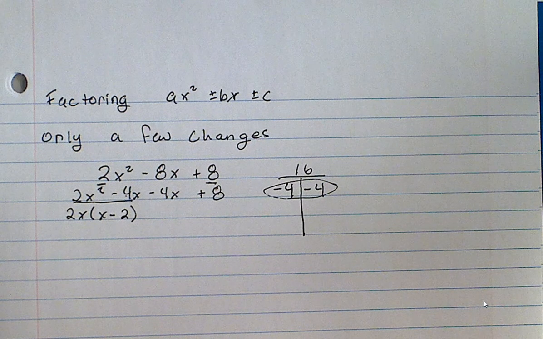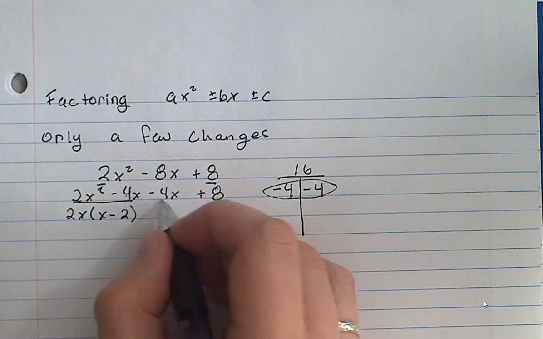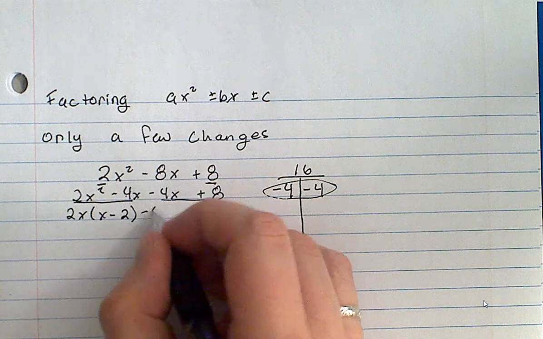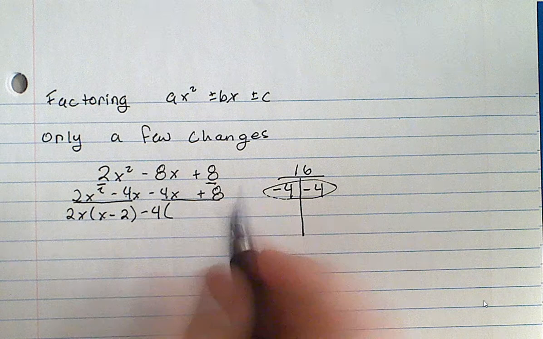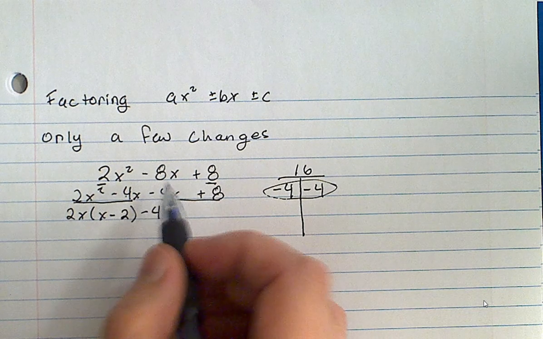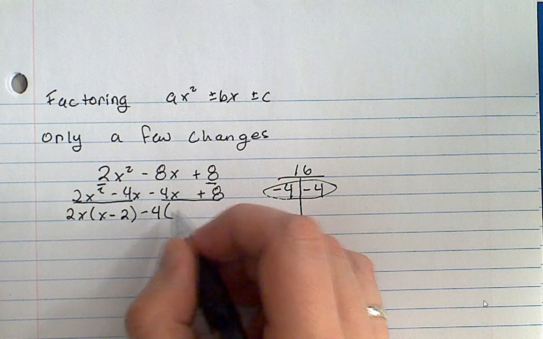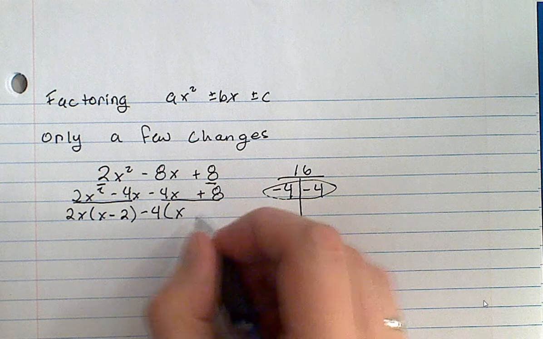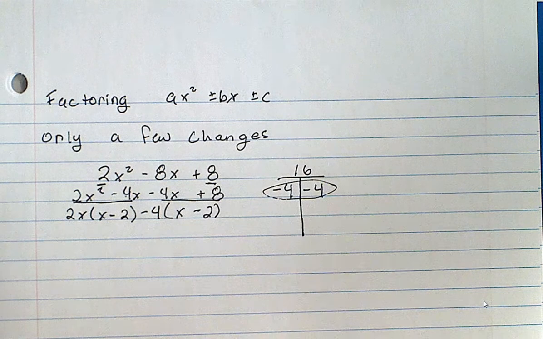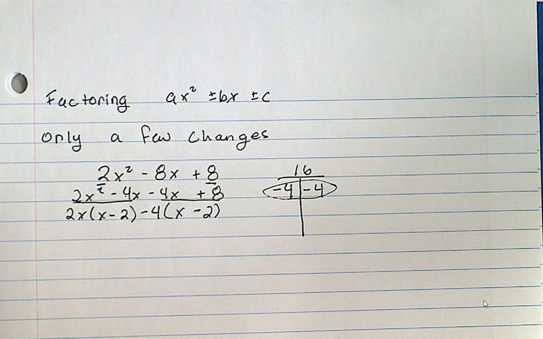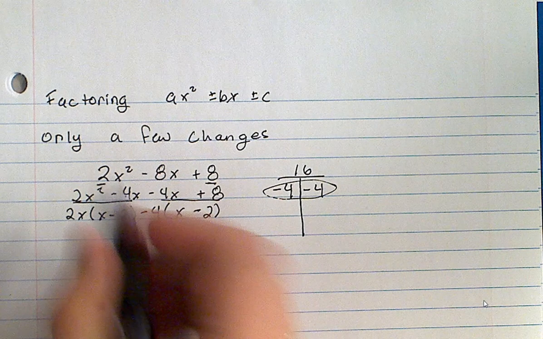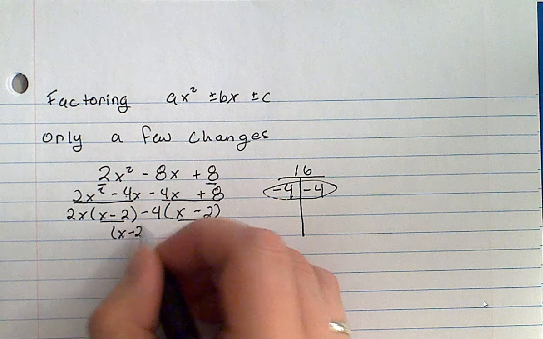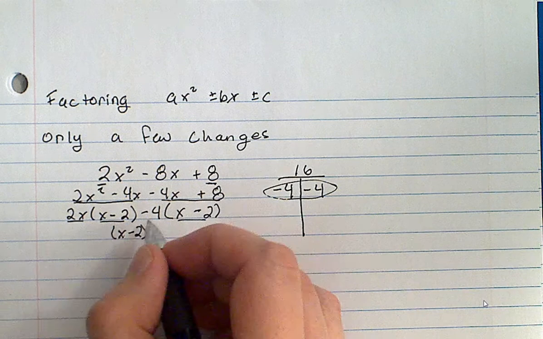Okay, now the last two here, minus 4x plus 8, if we take out a negative 4, negative 4x divided by negative 4 is positive x. Oh, yeah, it is negative x. And then positive 8 divided by negative 4 is negative 2. You have to take the sign into account. And then one set of parentheses is what's inside, x minus 2. And one set of parentheses is what's outside, 2x minus 4.